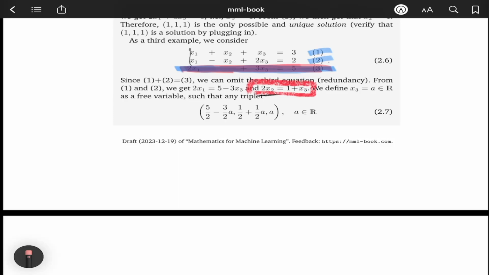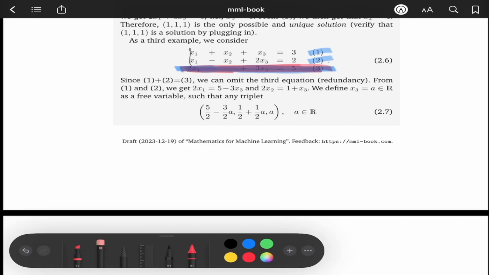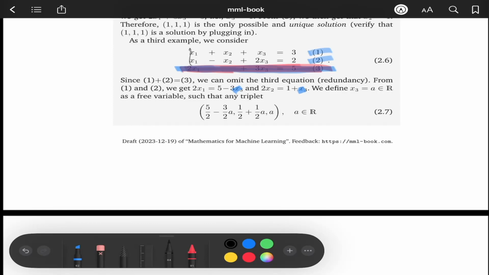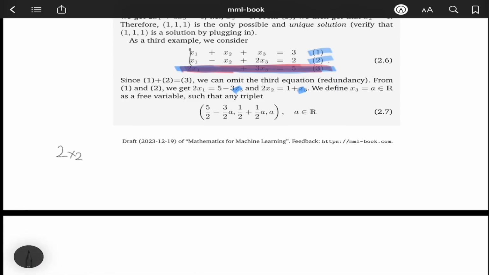Now what they're doing is they define x3 as a free variable. x3 is going to be a. So why x3? I think because it is present in both of those equations. I think it's like a trick or so. Once they have defined it as a free variable, they do another set of equations. Here we would have 2x1, I guess, equals 5 minus 3a.